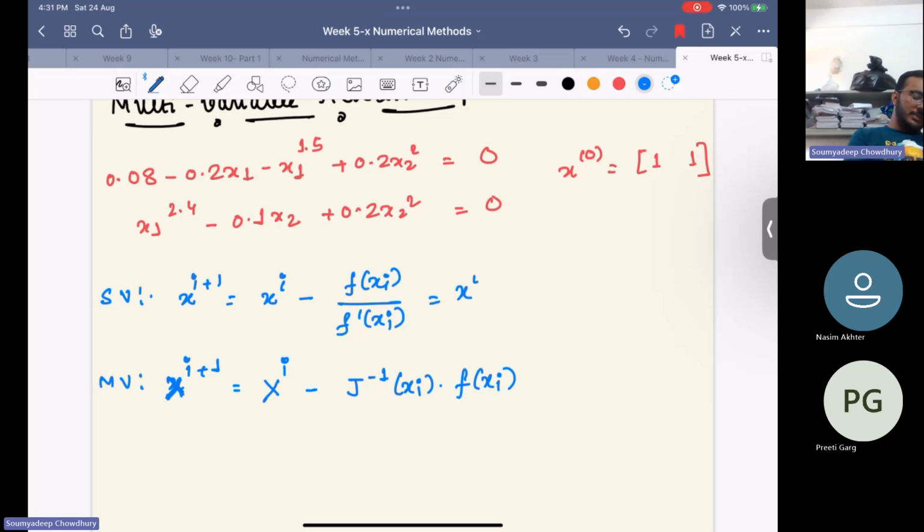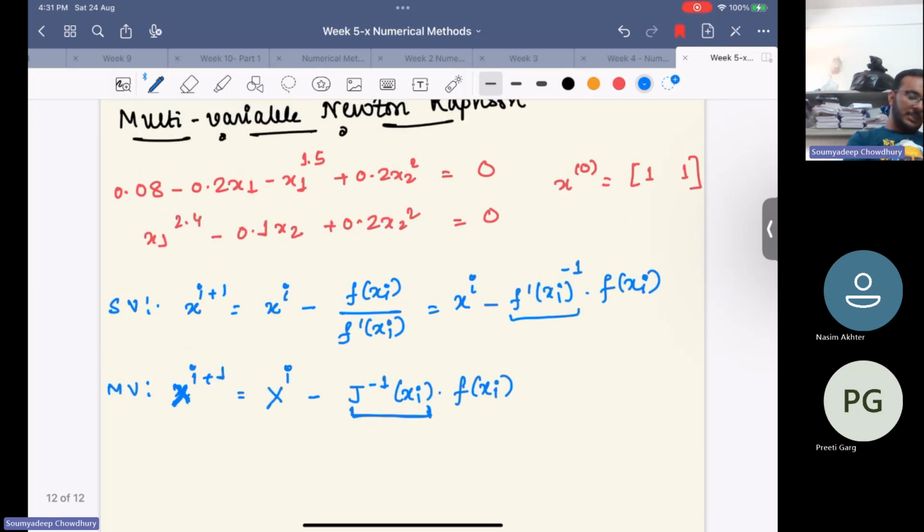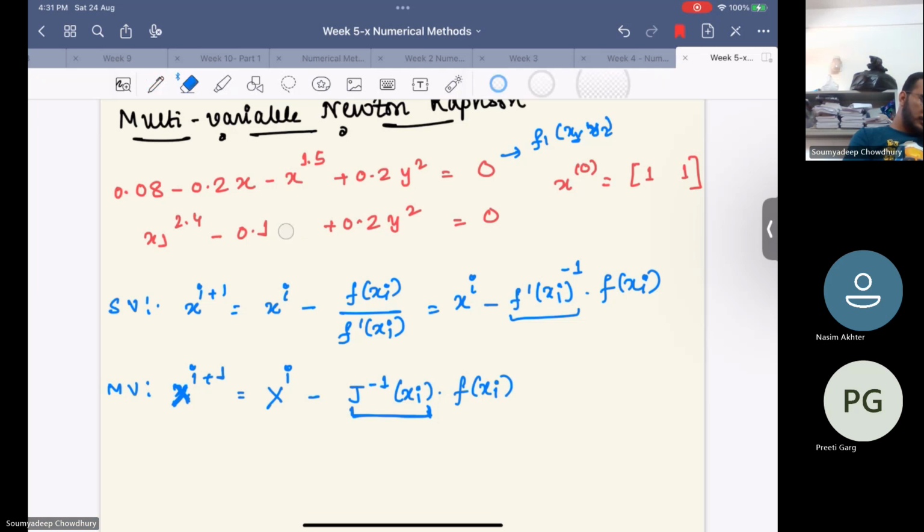So this single variable equation, if you just rewrite it, you can write like this, right? f dash xi inverse. If you see these two equations, the single variable and the multivariable, they are almost the same, except that instead of f dash xi we have a Jacobian matrix here, which is J inverse xi. So what is this Jacobian matrix? Suppose this equation I am naming as f of x comma y, x1 comma x2. For ease, I'll change the variables. Suppose this is x, and this is y. I've changed the name of the variables to x and y.